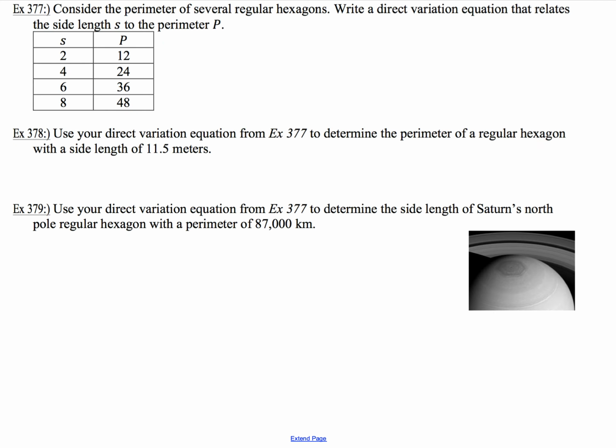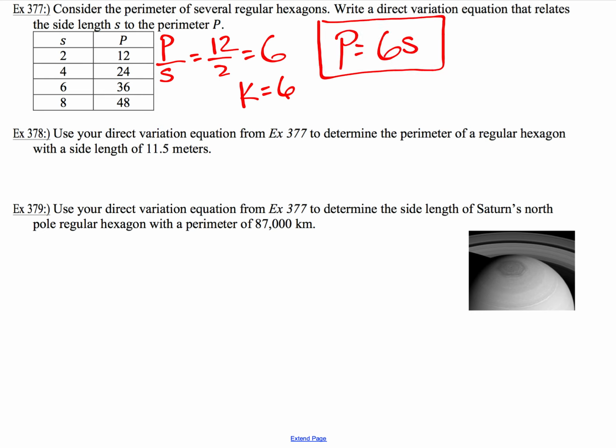Consider the perimeter of several regular hexagons. Write a direct variation equation that relates the side length S to the perimeter P. All right, I notice that if I take the ratio of P to S, I get 6. 24 over 4 is also 6, 36 over 6 is 6, and 48 over 8 is also 6. So my constant of proportionality here is 6. Now I'm not using y and x, I'm using P and S. P equals 6S. This would be the direct variation equation relating P to S, or S to P.